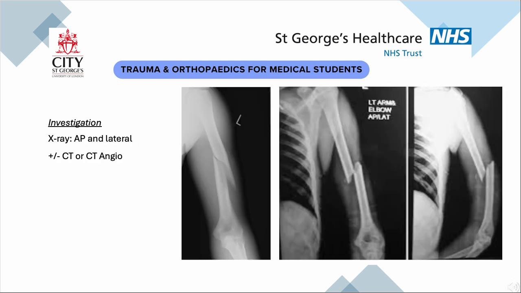Investigations are fairly simple. It takes the form of an X-ray, both of an AP and, as I said before, you need an orthogonal view, which is a lateral, to see what the displacement is like in both planes. If there is any concern that this is close to a joint, you may need a CT scan, and if there's any worry about the nerves or blood vessels, then a CT angiogram is appropriate.